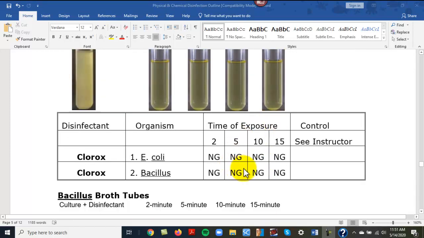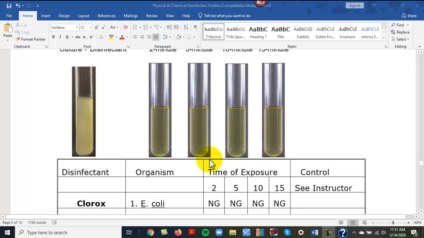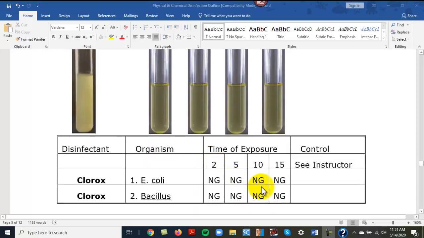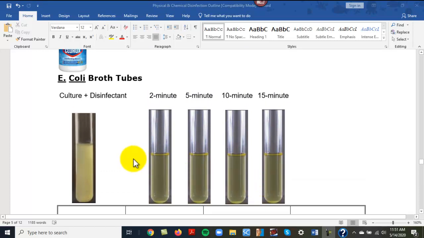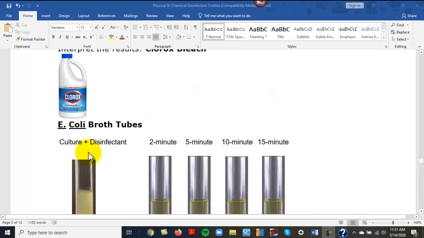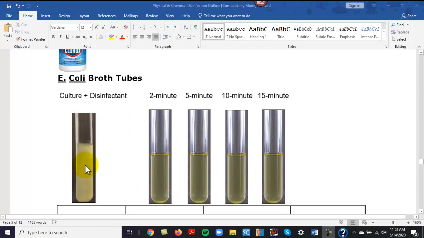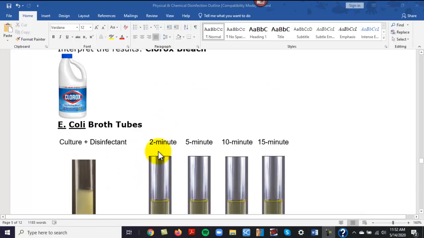Sometimes the bacillus would have growth, but Clorox wipes out just about anything. So there was no growth in any of the tubes, even immediately. And if you ever do this experiment in a lab, when you pour Clorox in a tube, it actually starts heating up. I mean, it's that strong.